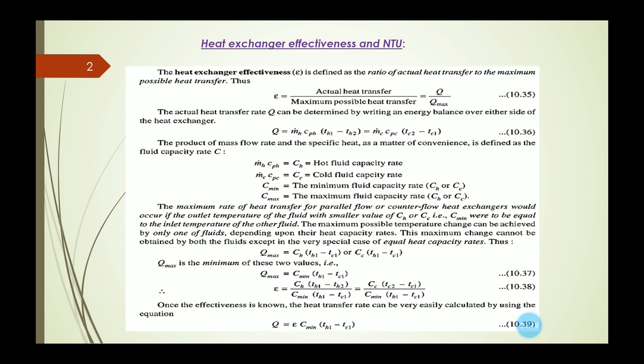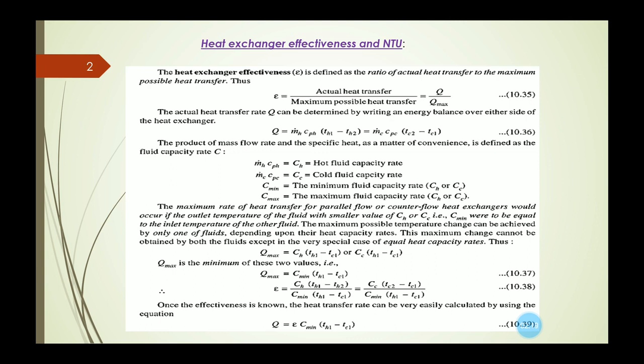So the heat exchanger effectiveness, or epsilon, is defined as the ratio of actual heat transfer to the maximum possible heat transfer. So the formula can be written as actual heat transfer by maximum possible heat transfer, which equals Q divided by Q max. Now this actual heat transfer can be represented by writing the energy balance over either side of the heat exchanger. So Q equals m dot h Cph multiplied by the temperature difference of the hot fluid inlet and outlet. This equals m dot c Cpc multiplied by the temperature difference for the inlet and outlet in case of the cold fluid. As the outlet temperature of the cold fluid is higher, that's why it is Tc2 minus Tc1.